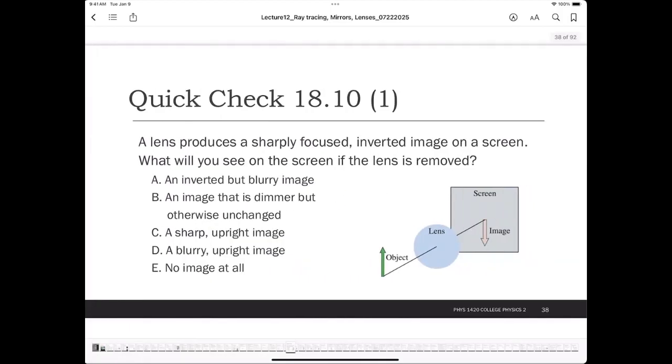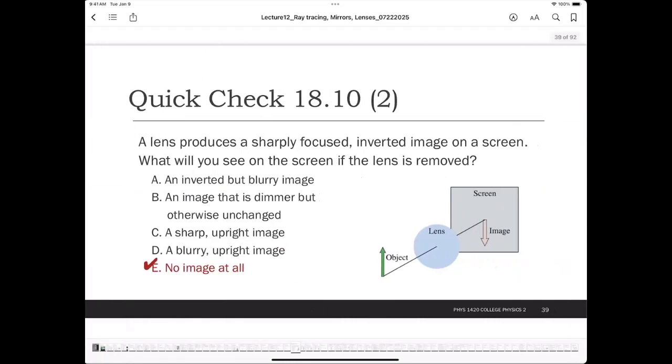Let's check the other one. A lens produces a sharply focused inverted image on a screen. What will you see on the screen if the lens is removed? This is the object, and this is a lens, and through the lens you have a real image. If this lens is removed, what will you see on this screen? What will you say? Think about that.